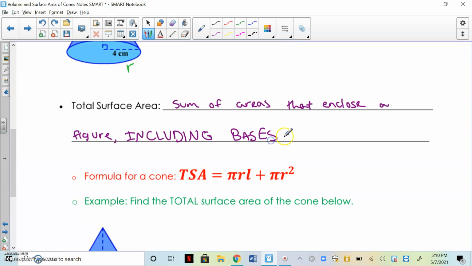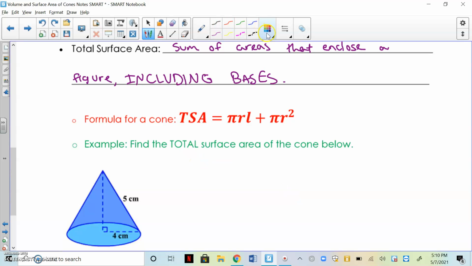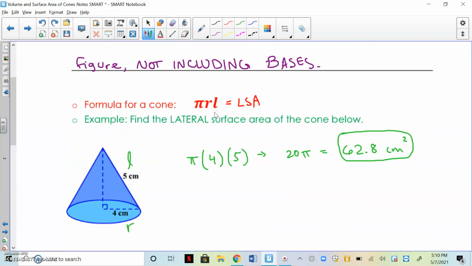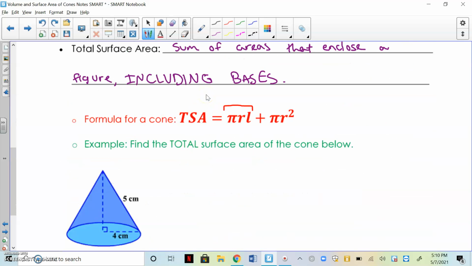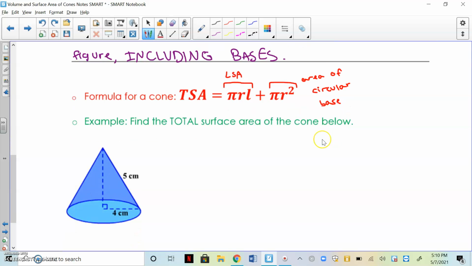Sorry, my handwriting's real ugly right now. All right, so the formula for that is right over here. Now it's pi R L plus pi R squared. This is no magic formula. Hopefully you realize that this looks familiar. Pi R L was the lateral surface area formula. So basically all we're doing is finding the lateral surface area and then adding the area of the circular base, because pi R squared is the area of a circle. So it really makes sense why this is the formula for total surface area of a cone.